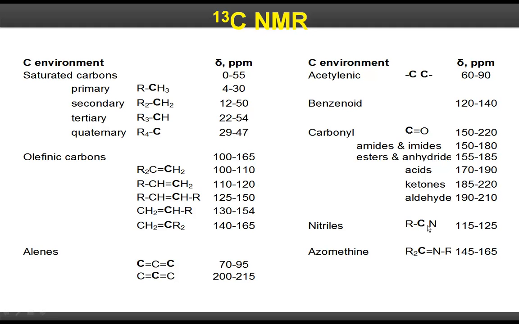The nitriles, the nitrile triple bonded carbon, C triple bond N, would come at around 120. Then diazomethanes, if it's attached to nitrogen, then it would come around 145. So try to memorize this, try to at least remember them roughly, and then I would give you a handout in the exams and in the recitation, so you would be able to do the problems.